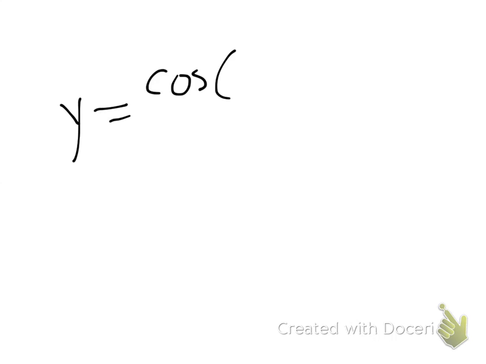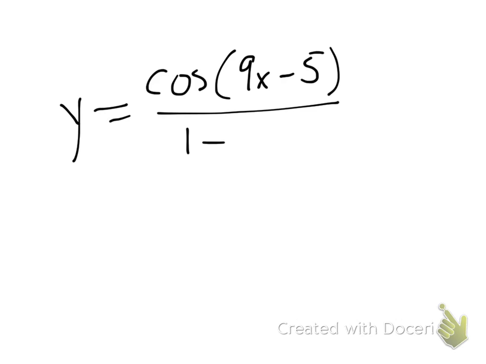So how about cosine of 9x minus 5 all over 1 minus 2x cubed. So when you look at this, primarily it's a quotient rule. So we're going to call this our high, and we're going to call this our low. And so let's do our d high and d low. And actually, let's just put those on the next page.